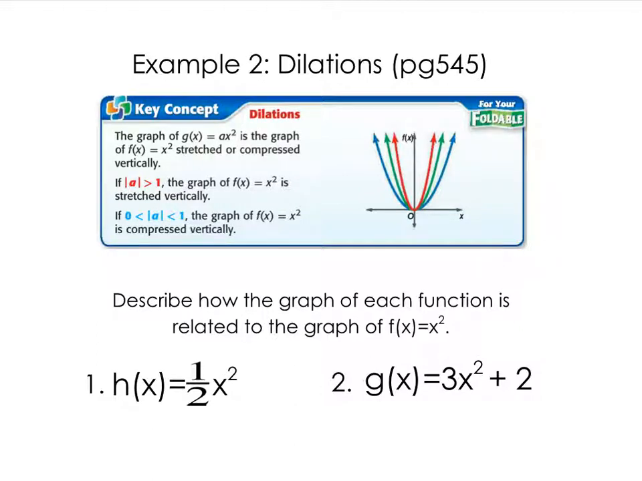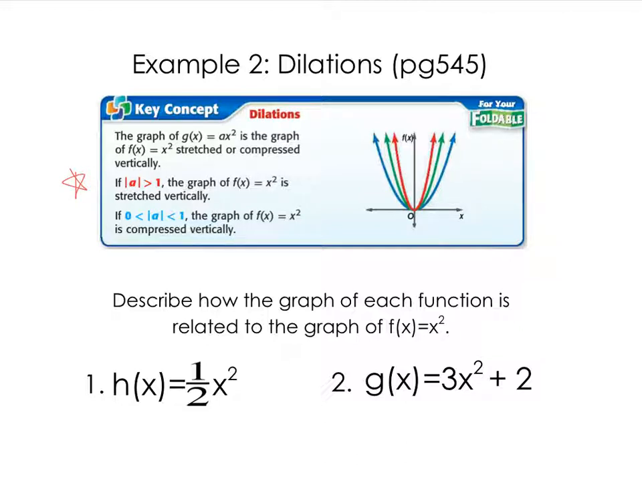Example 2, dilations. So a dilation means that the graph is going to either stretch or compress vertically. Again, stretched is another key word for if that parabola is getting, I like to call thinner, and compressed is the word to use for what I like to call getting wider. So we know that we have dilations if there's a certain number in front of x squared. If a, and here's this first key concept here, and again a is the number in front of x squared, is greater than 1, that absolute value.